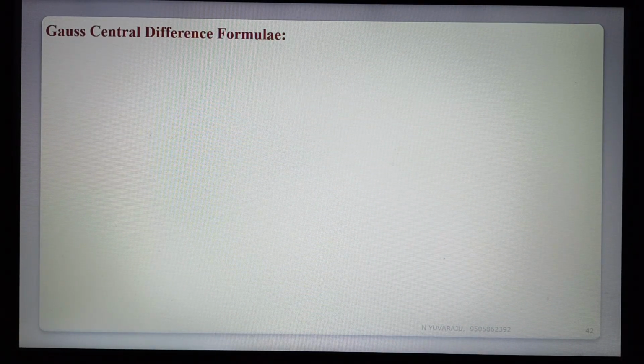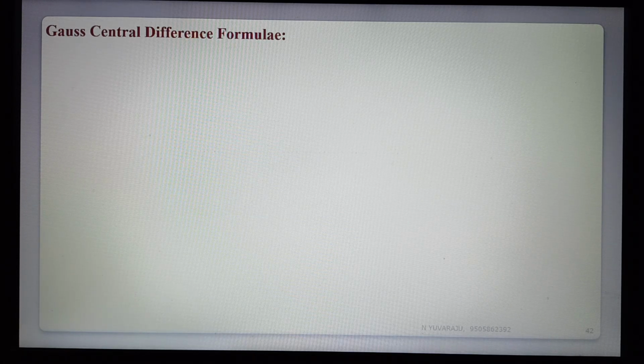Hi students, today we are learning the topic Gauss central difference formula. We already discussed in the previous lectures Newton's forward interpolating polynomial formula and Newton's backward interpolating polynomial formula. Now this is the third one, Gauss central difference formula, a direct formula you are finding here. Gauss central again has two types.